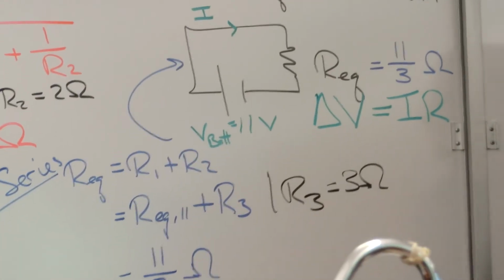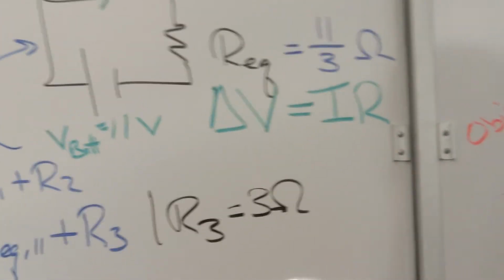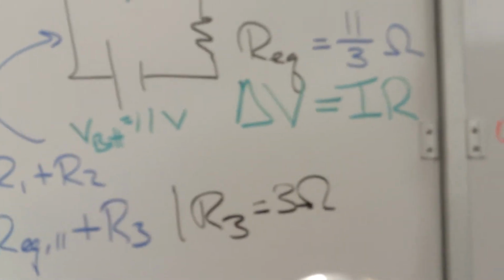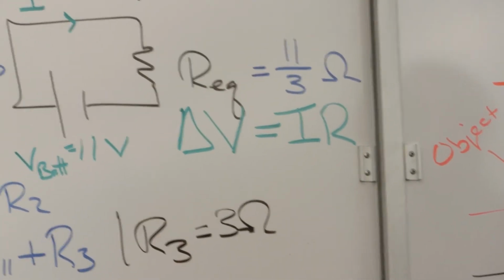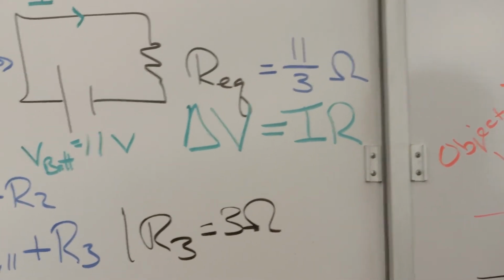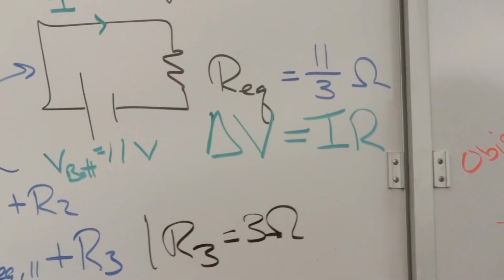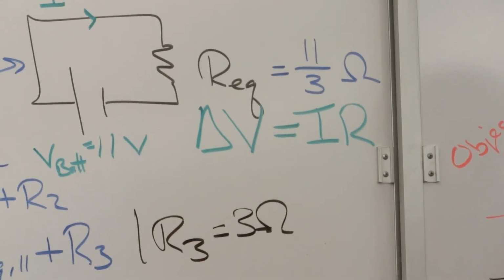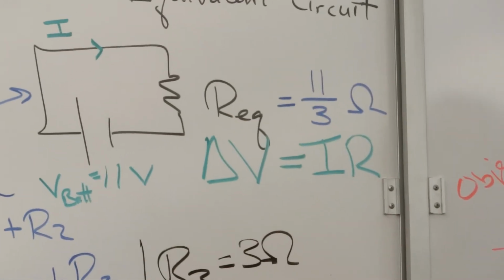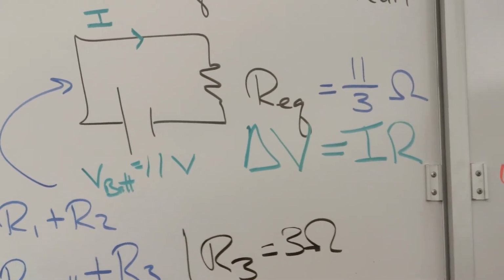Do I know what delta V is for this resistor? Do I know what R is for this resistor? Yes. Can I find out what I is? Yes. What's I going to be? Does the delta V have to do with the loop rule too? Kind of, yes. We're not going to worry about that too much.